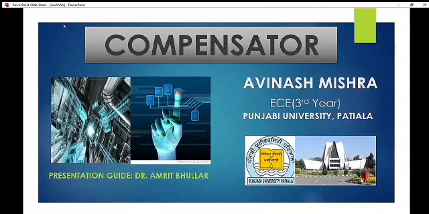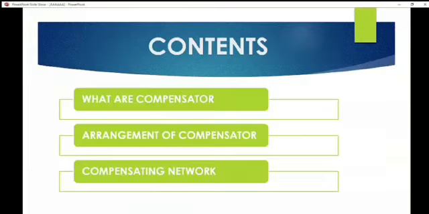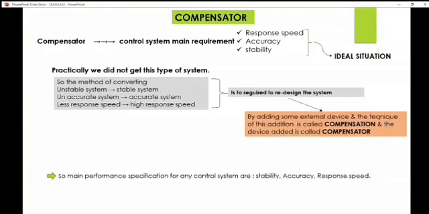I'm providing my overview on compensator. When we first heard this word compensator, the first thing in our mind is, is it some kind of exchange of something? Yes, actually it is. So what we are going to cover further is what the compensator is, the arrangement of compensators and the compensating network. Here comes the compensator. What is the compensator?